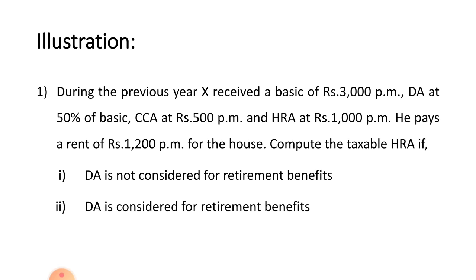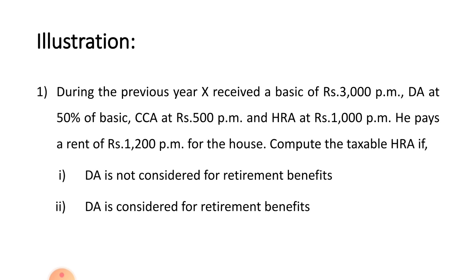And CCA at 500 per month. CCA means city compensatory allowance, that is available to the employee who is working in cities. That should not be considered for the purpose of calculation of a salary. Salary means only basic, DA if retirement benefit and commission on sales.